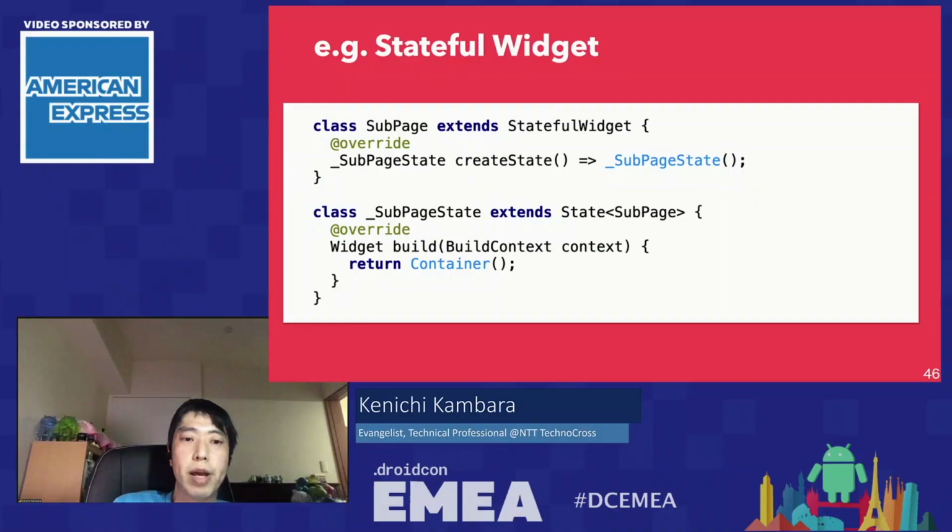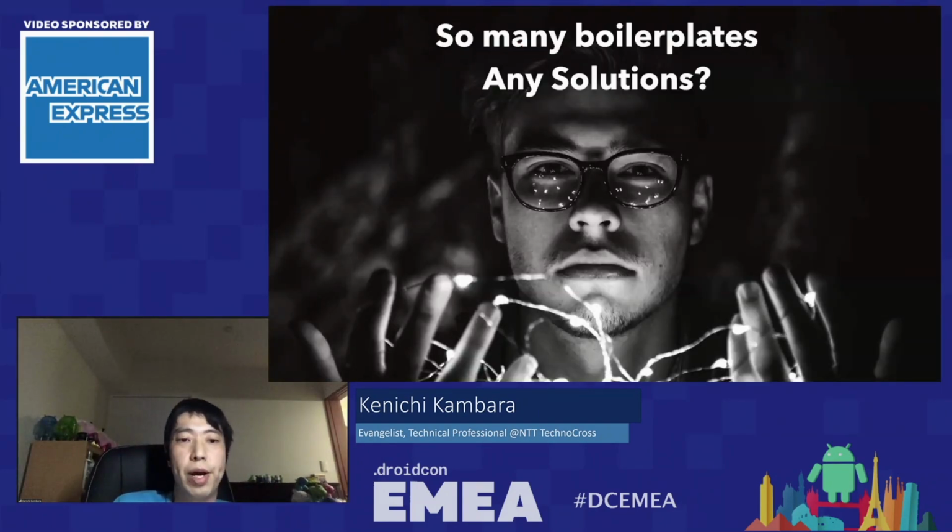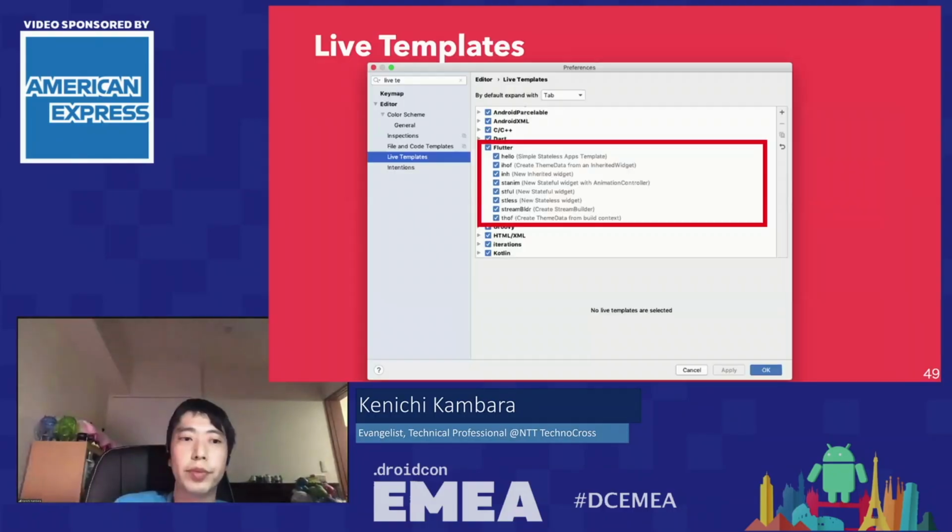Here is the next sample. To create a stateful widget, we must write this code. It requires about 10 lines. Next, here is a sample code for creating animation. It's too long. So many boilerplates. Any solutions? Yes, I use the standard write template. It can improve our development speed.